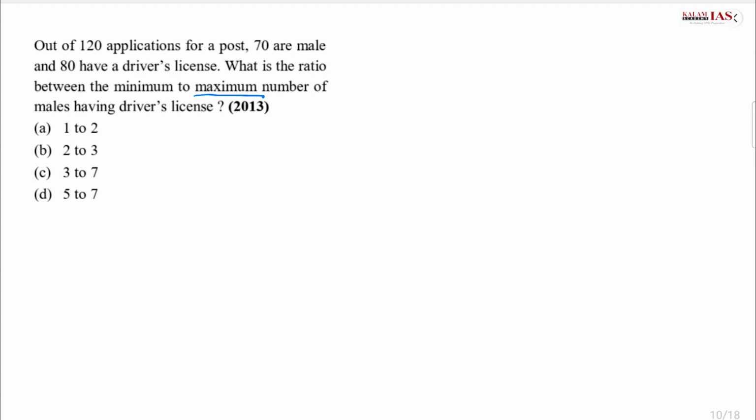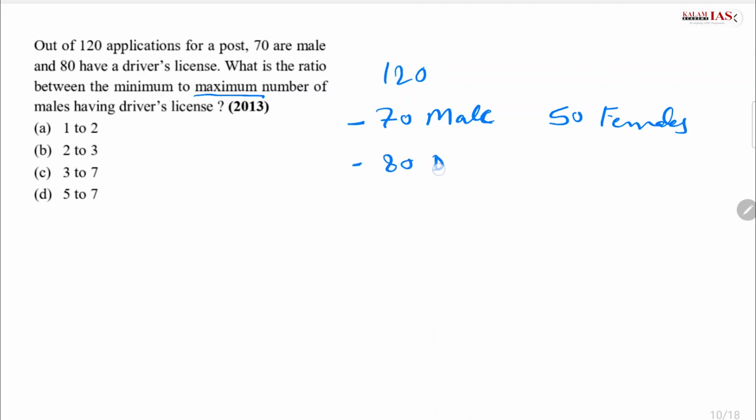I hope everyone has attempted the question. Let's see it. There are 120 applications for a post. Out of that, 70 are male. That means 50 are females, and 80 people have a driver's license.